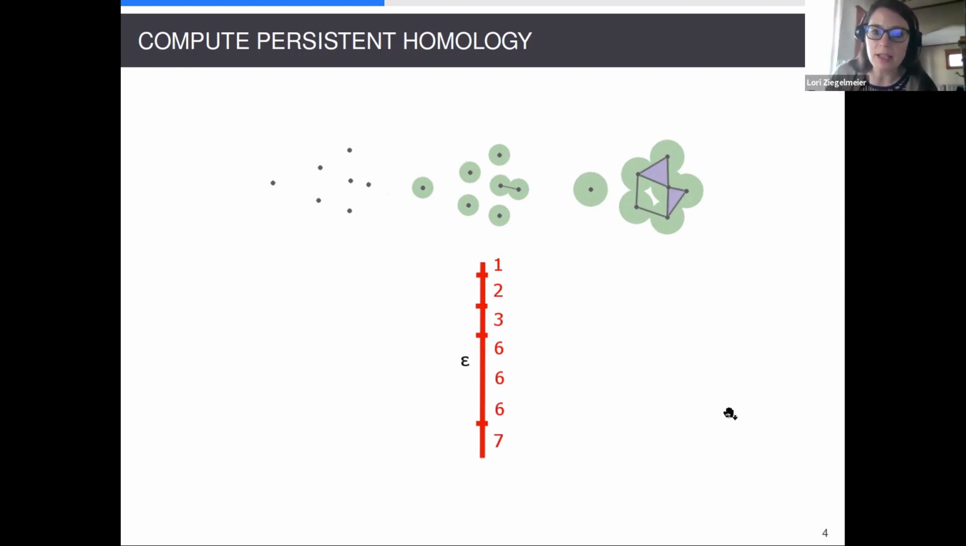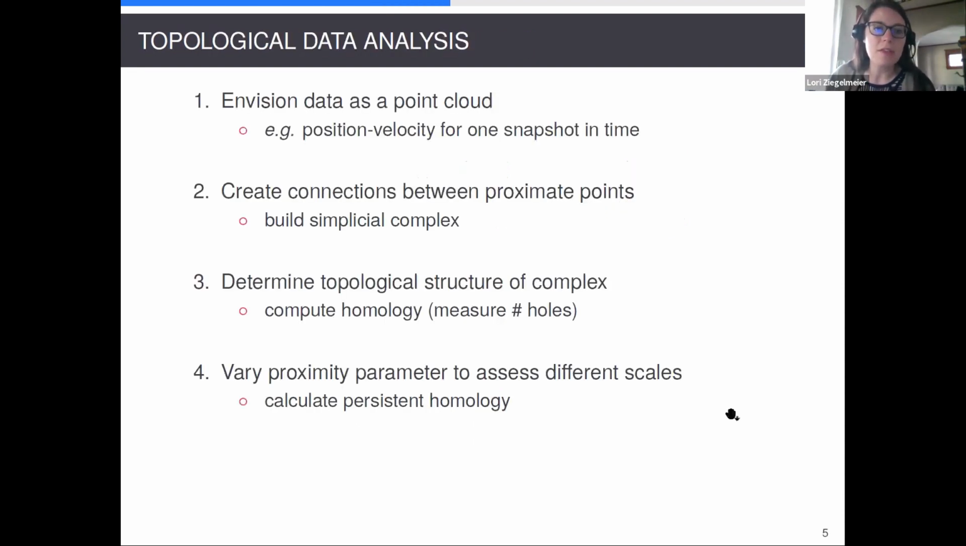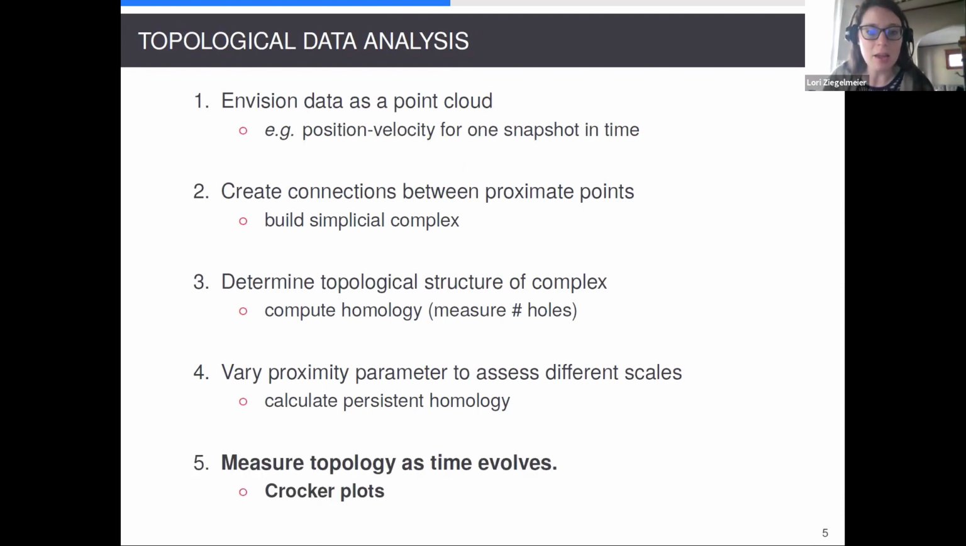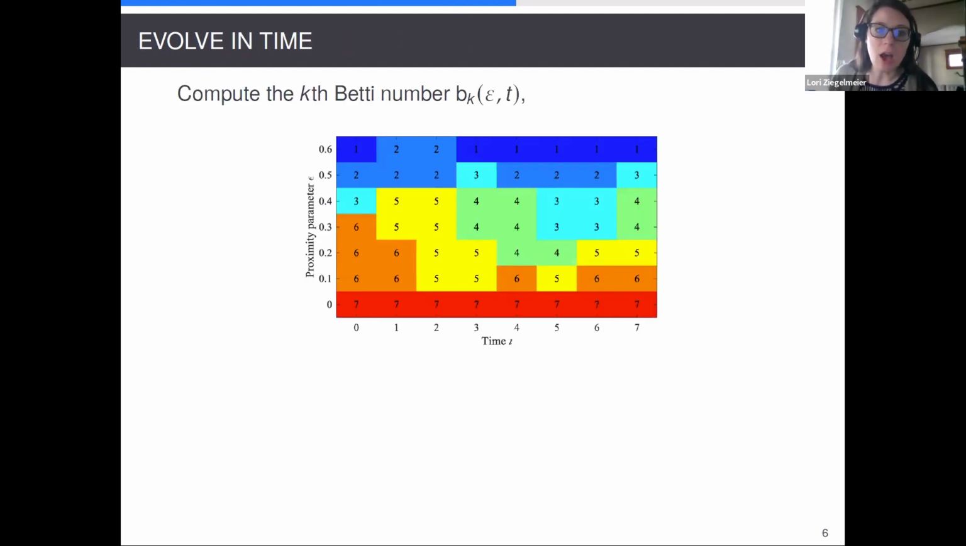Now, I motivated this presentation by saying that we wanted to take this pipeline and add time into it. The way we're going to do this is something called a Crocker plot. Essentially, a Crocker plot does that pipeline I just introduced, where we record for a fixed snapshot in time and a varying proximity parameter. We can think of this as a vector through this scale parameter. Then we can do this at all sorts of different times, and we can get a matrix to represent the Betti number as it varies through both proximity parameter and through time. So this matrix now carries topological information across both scale and time.